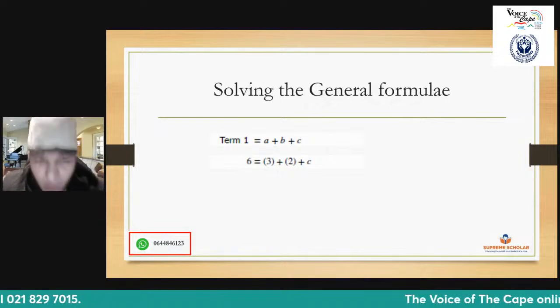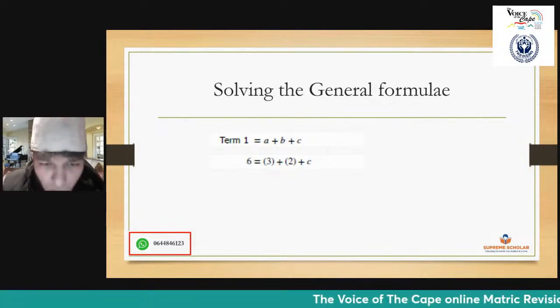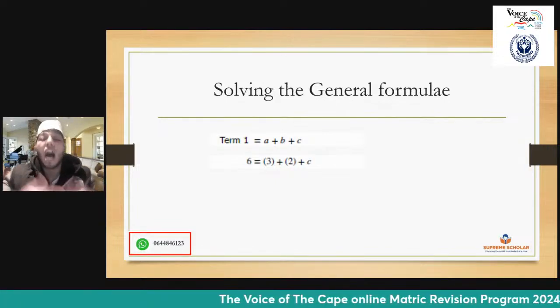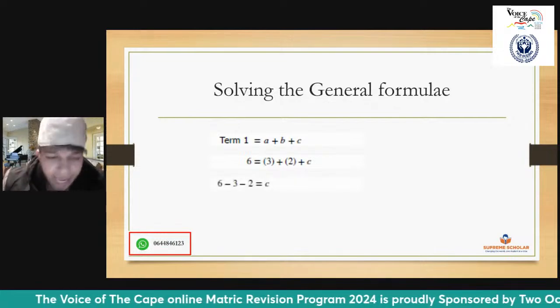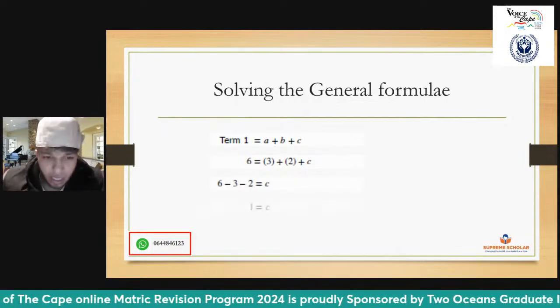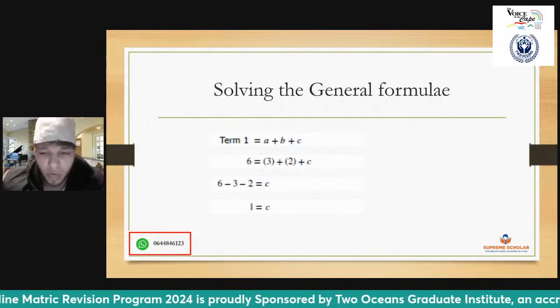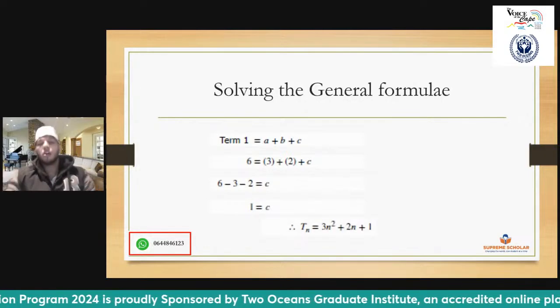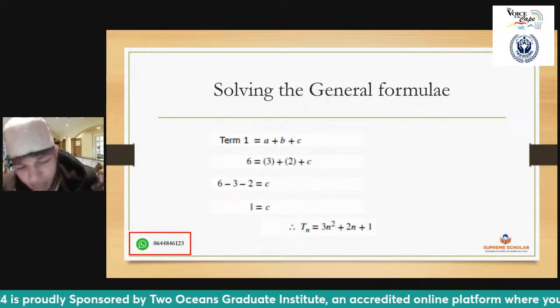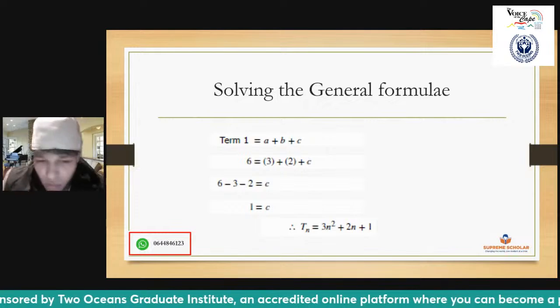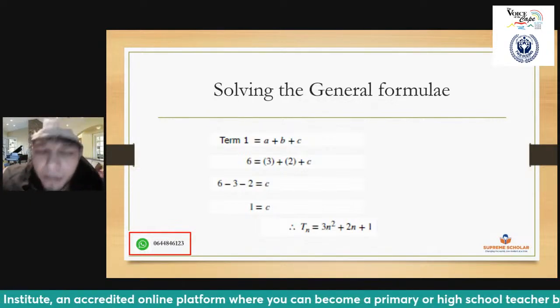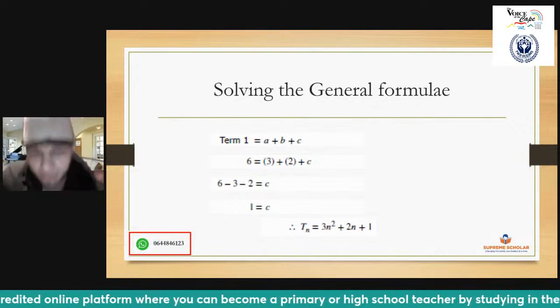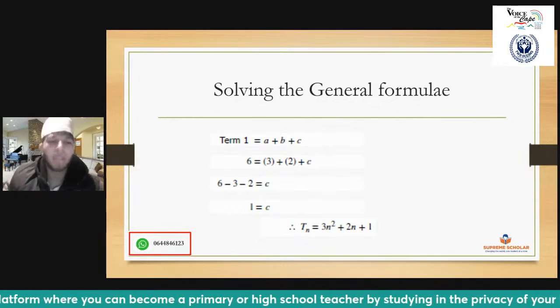In place of A, we're going to put 3, and in place of B, we're going to put 2. That's basically how we do it, and then from there getting C becomes very easy. We get C is equal to 1, and then all we need to do is take our A, B and C. Remember, Tn is equal to An squared plus Bn plus C, so it's going to be 3n squared plus 2n plus 1.